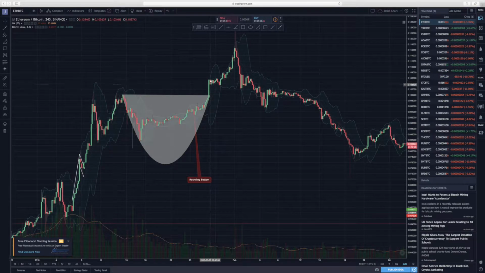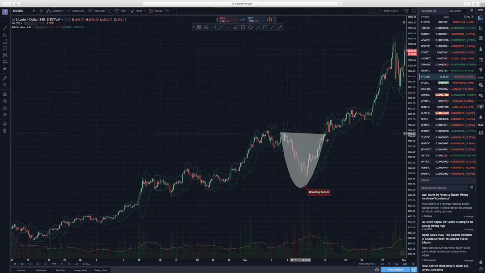And then you're going to see some consolidation. So that lets you know that it's healthy price action going on, and it continues to break. So if you would have put in here, it would have been a good investment. We have another example of a rounding bottom here.